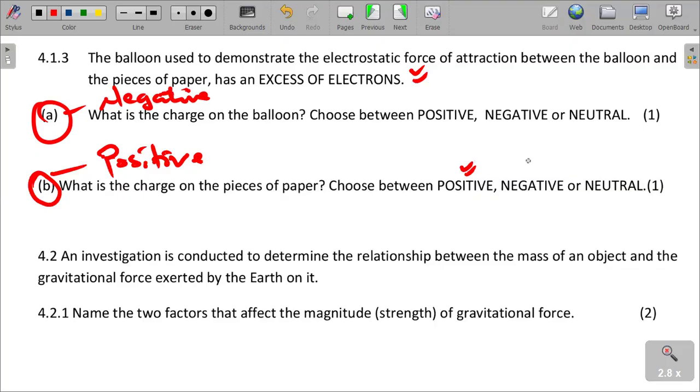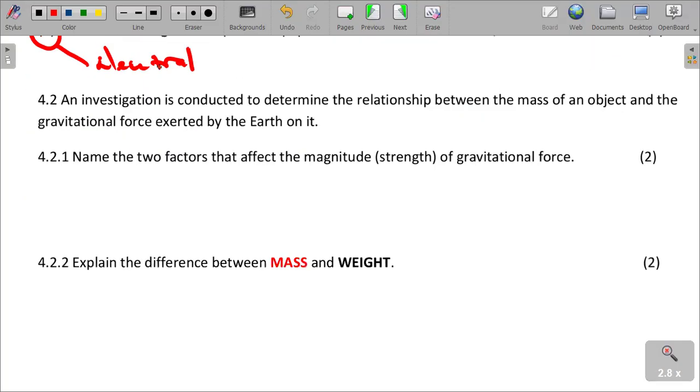And also even when they are neutral, because neutral can also be attracted to a charged object. So they can be positive, or they can also be neutral. And then the force of attraction can still exist.